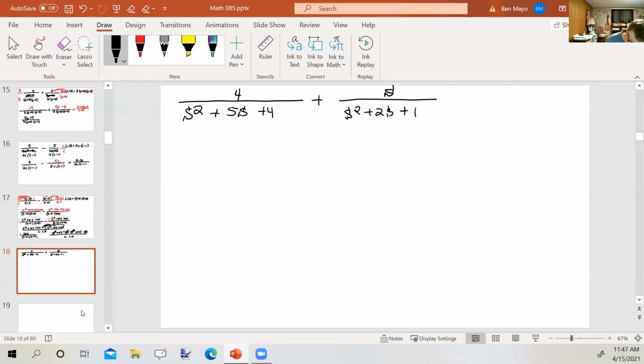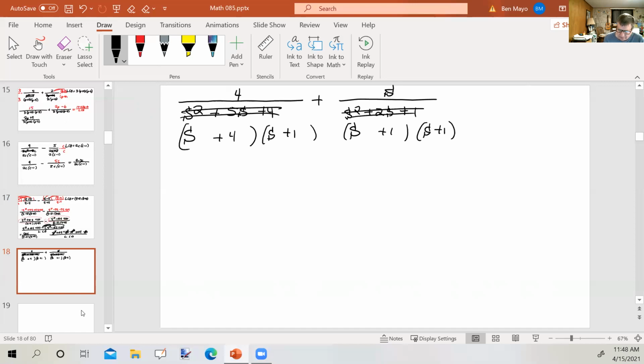Factoring the first denominator, I get s and s plus 4 plus 1. So the new factored denominator looks like that. And then the second denominator, I get s plus 1 times s plus 1. So the new factored denominator looks like that.